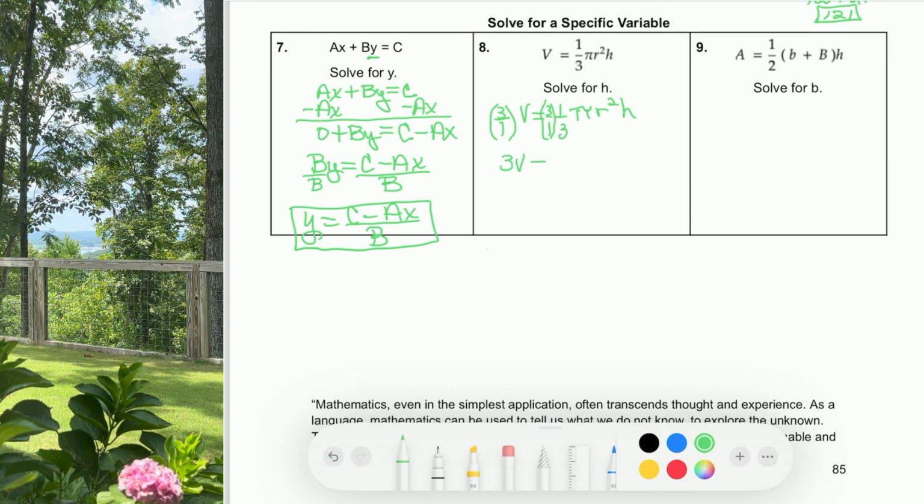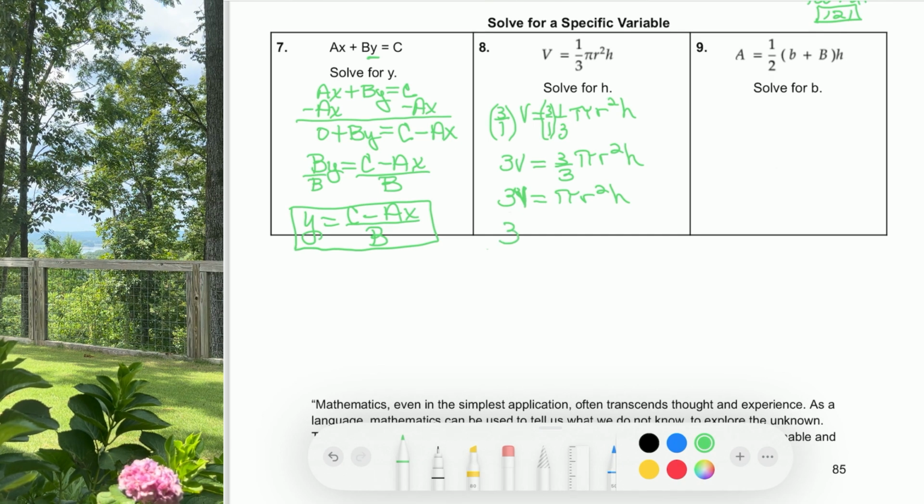I get 3v equals 3 over 3 pi r squared h. That 3 over 3 cancels and becomes a 1, so we don't have to write it anymore. So we have 3v equals pi r squared h. The pi and the r squared are both being multiplied against the h. This whole area is multiplication because they're right next to each other. And remember, when we need to move something that's being multiplied, we use division.